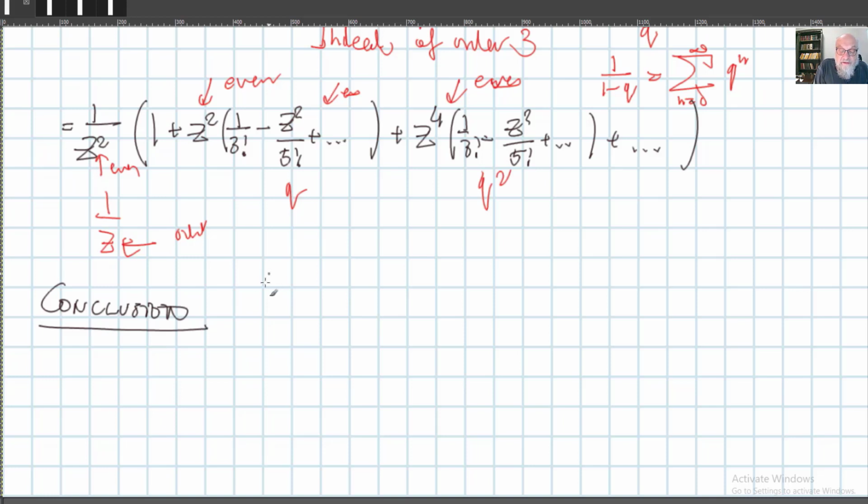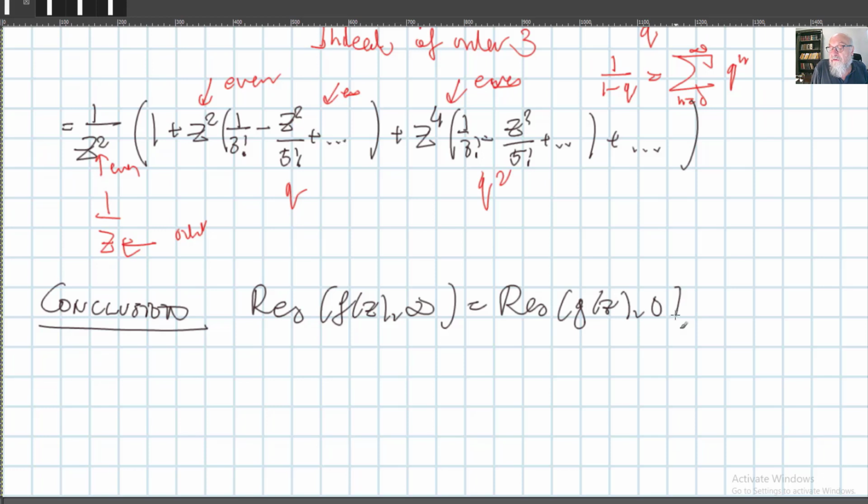The residue of f of z at infinity, which is the same as the residue of the function g of z at 0, is 0, because there is no such coefficient. So we are done. This is 0. This is my second example.